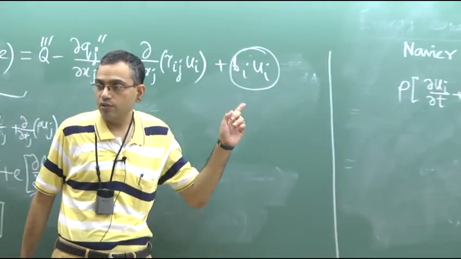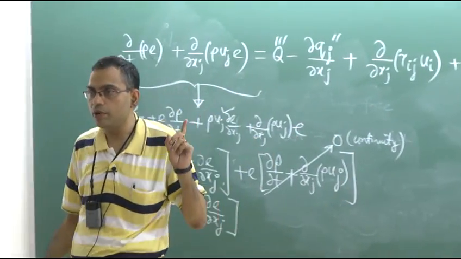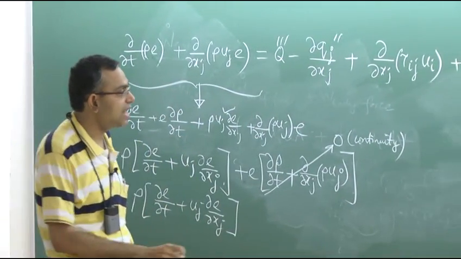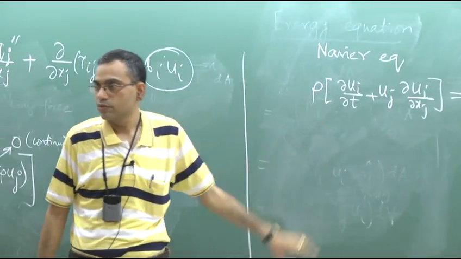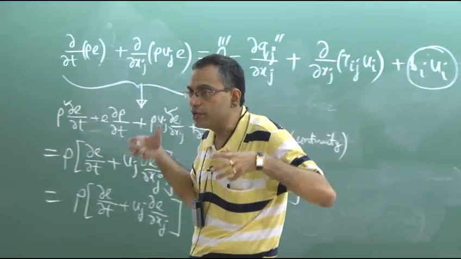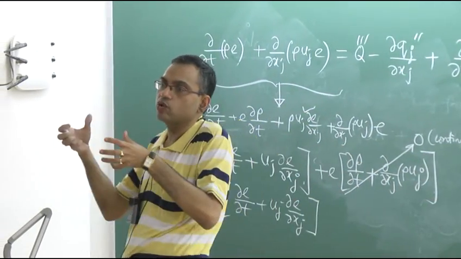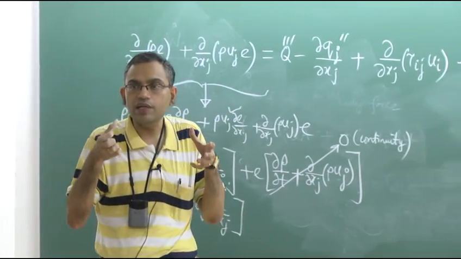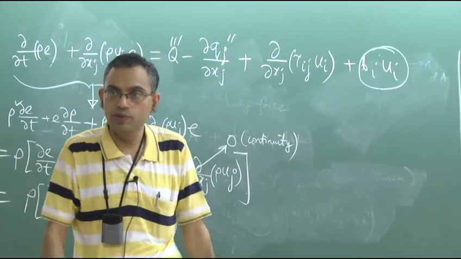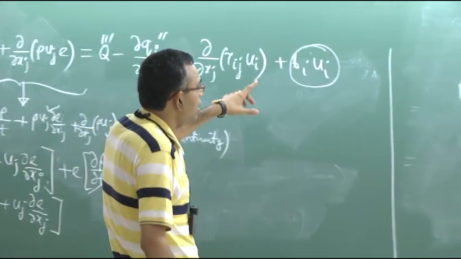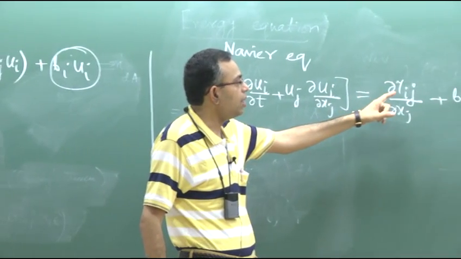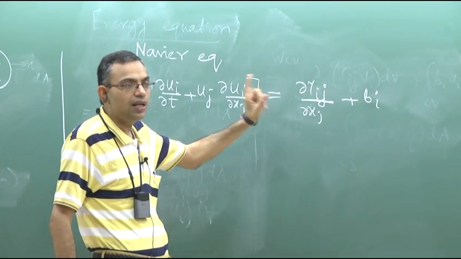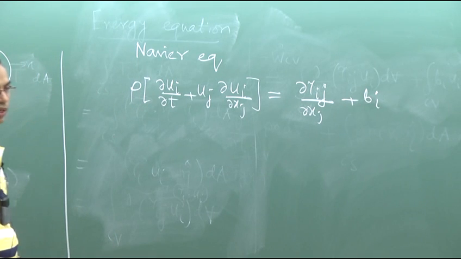Why we start with the Navier equation but not the Navier-Stokes equation is that we want to generalize it for all types of fluids. Once we commit ourselves to the Navier-Stokes equation, we are restricted to Newtonian and Stokesian fluids. But when we write the Navier equation or the Cauchy equation, we are not bothered about the special type of fluid we are talking about. So for any fluid you can use this.